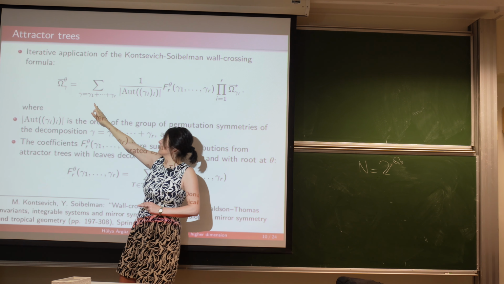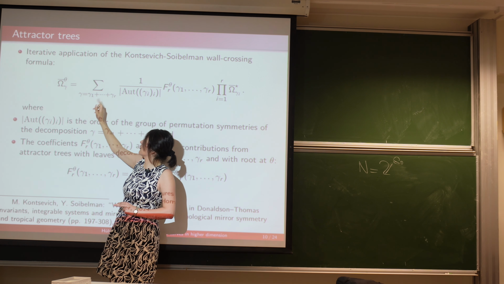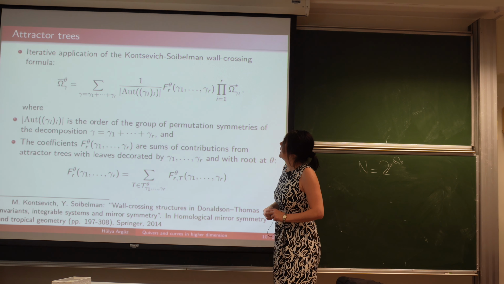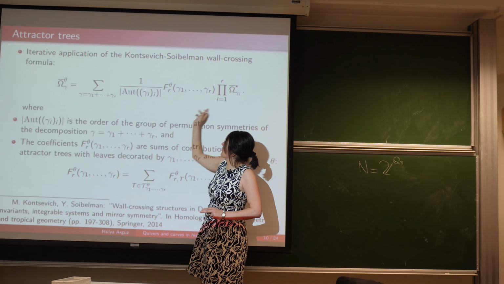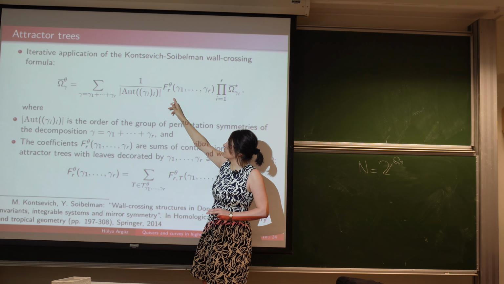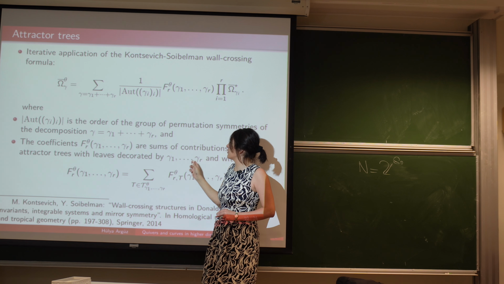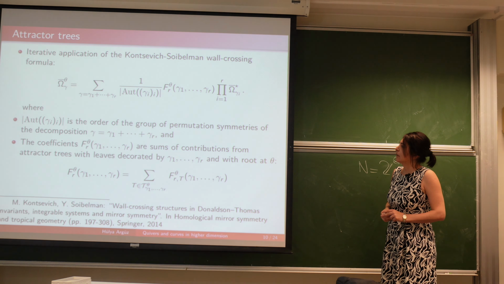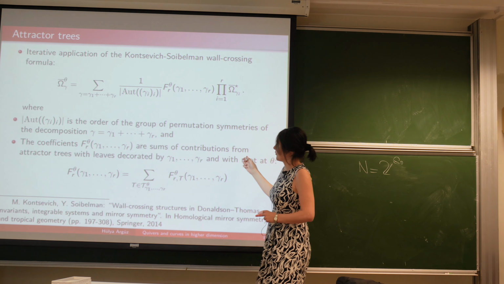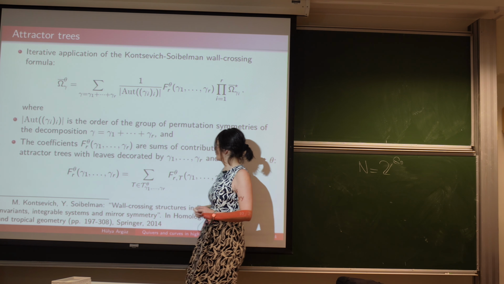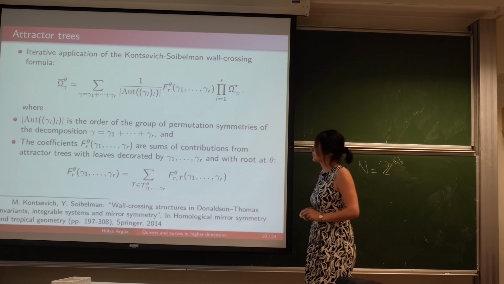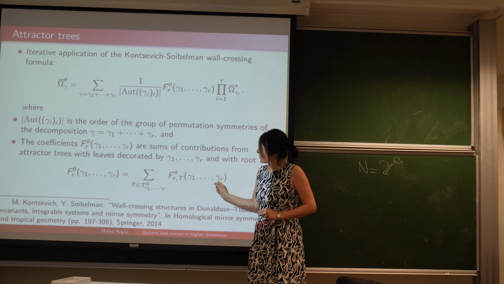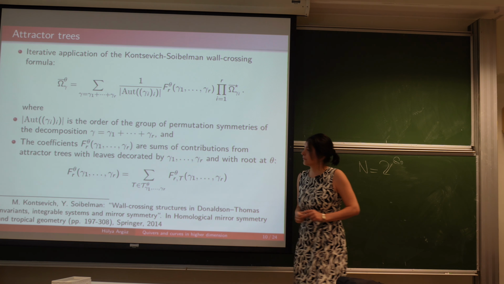So for instance, if gamma is (1,1), this could be (1,0) plus (0,1). So you sum over all possible decompositions. And there are coefficients appearing, denoted by F_R^theta, and these are sums. These can be combinatorially calculated. These coefficients are given as sums from contributions of some trees called attractor trees. And I will tell you what these trees are in the next slide.